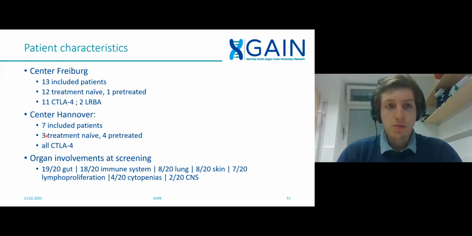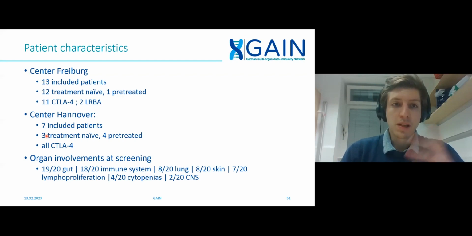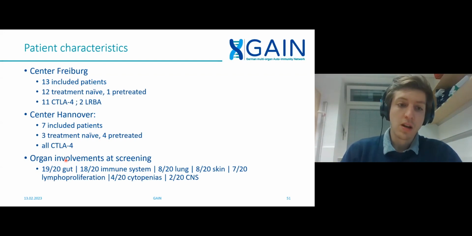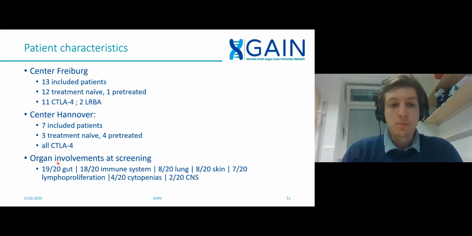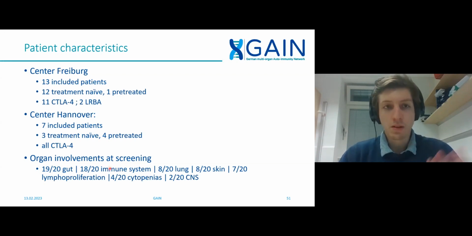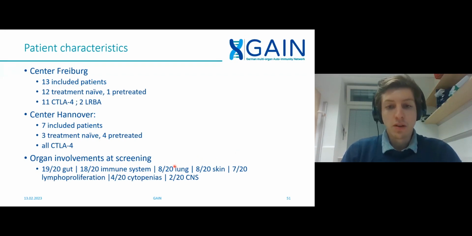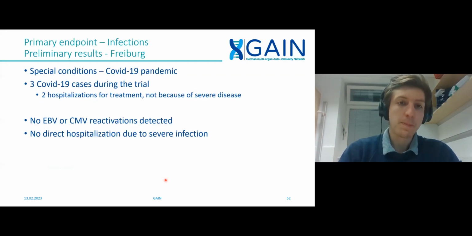In the beginning, at the screening examinations, similar to the CHI score that I just showed you, we screened for organ involvements to see what the categorization of the patients is. And as might be expected, most of them have gut involvement and immune system involvement, mostly immunodeficiency and antibody deficiency. Less common were lung and skin involvement as well as lymphoproliferation. And we had only a few patients with cytopenias or central nervous system involvement.